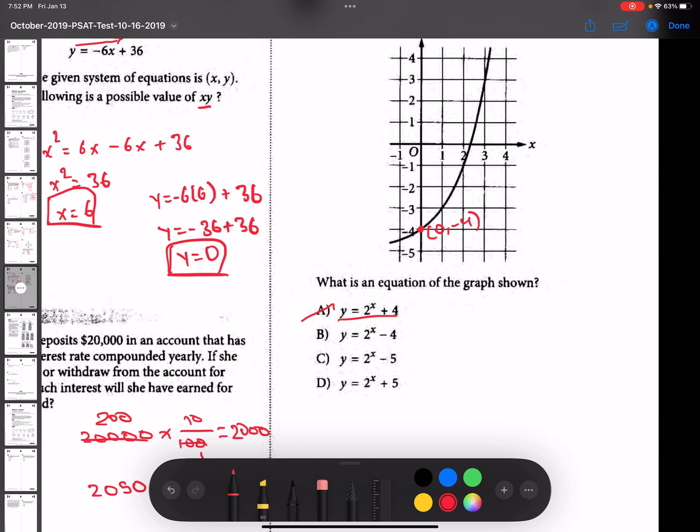B, 2 to the power of 0 is 1, 1 minus 4 is -3. Y is not equal to -3, so B is not the answer. C, y is equal to 2 to the power of 0, that's 1. Y is equal to 1 minus 5, which is -4. So that means C is the answer.